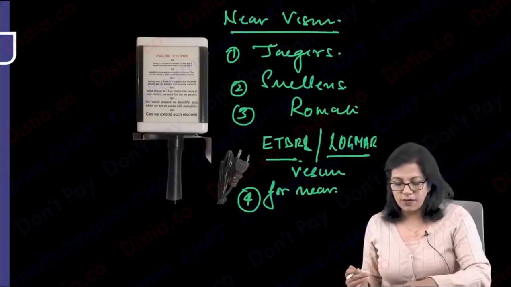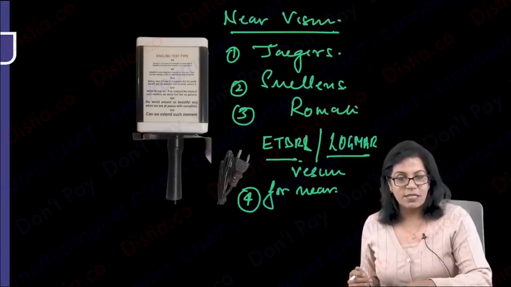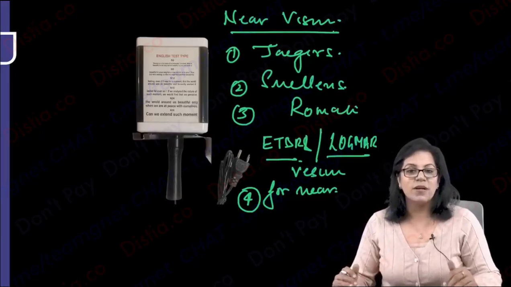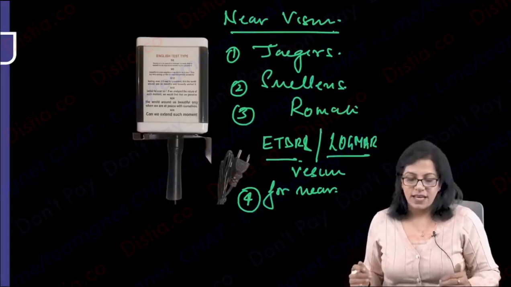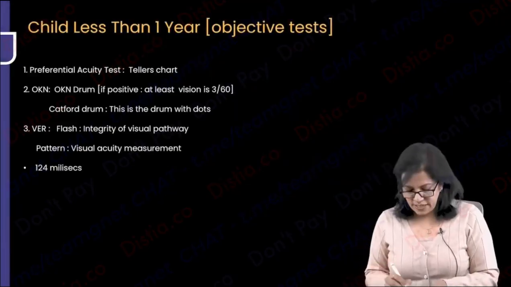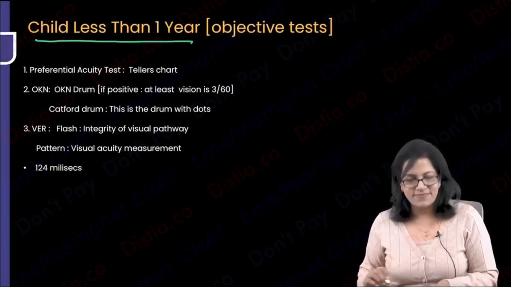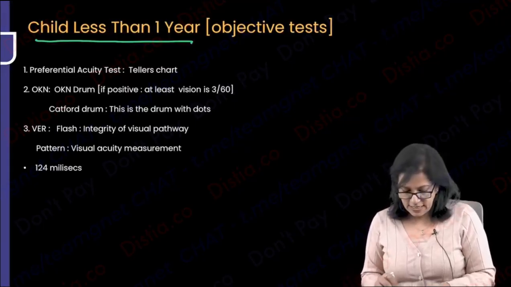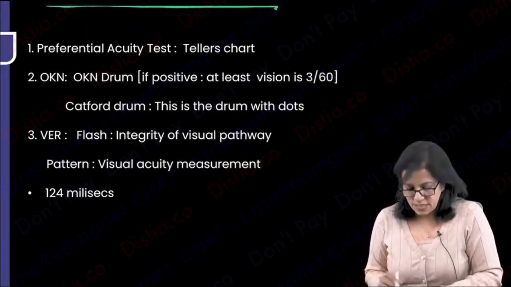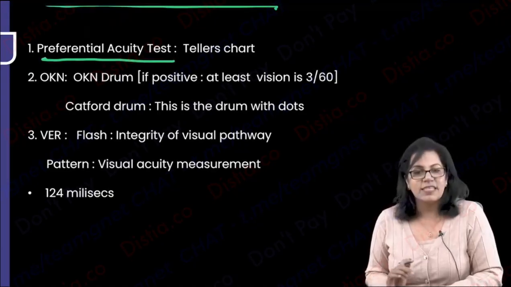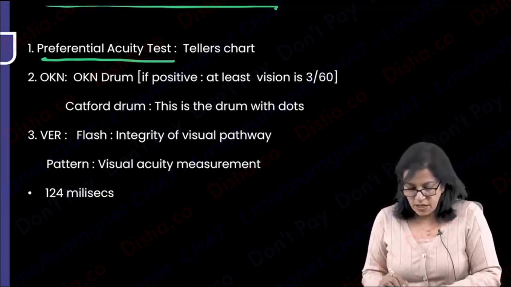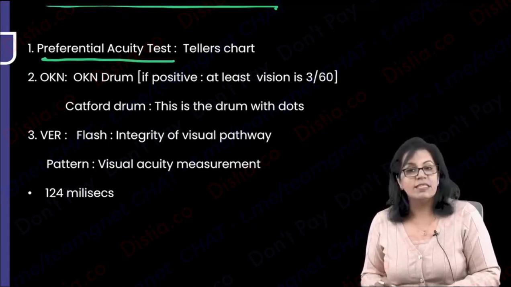So this is how you check visual acuity. But this was for adults and school-going children. Now we also have to consider a few different age groups and how to check the visual acuity. So next we take the age group where the child is less than 1 year. When the child is less than 1 year, what are the tests that you can go for? First is the preferential acuity test. So in newborns and neonates or a child less than 1 year, the preferential acuity test is what?